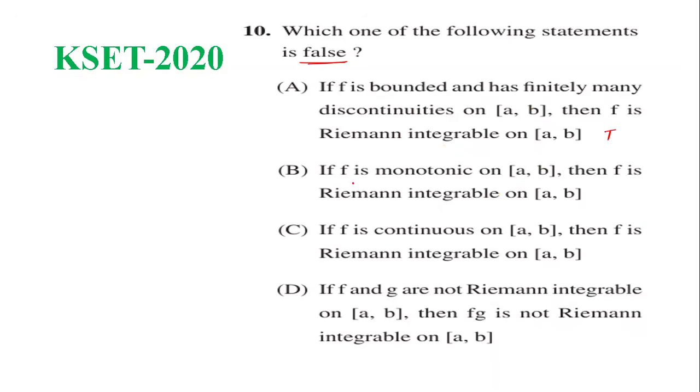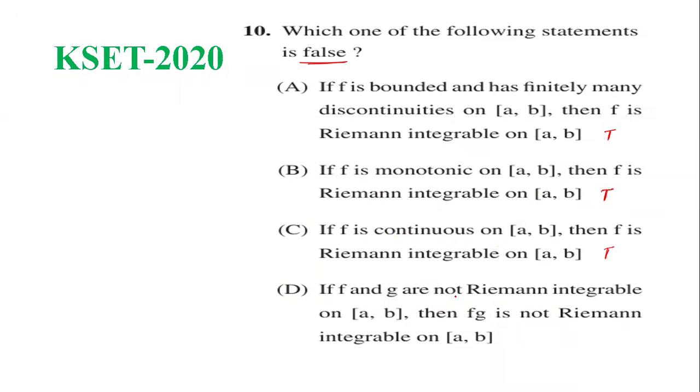Next, B. If f is monotonic on [a, b], then f is Riemann integrable on [a, b]. This is also true, because every monotonic function has a finite number of discontinuities. Therefore, this is also true. Next, every continuous function is Riemann integrable. This is also true. The remaining one is the answer.